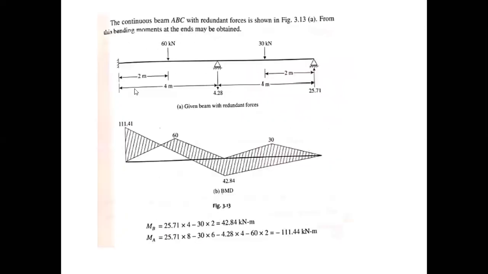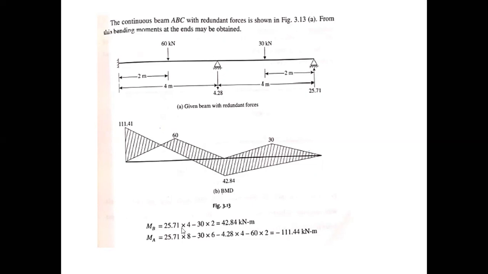So this is the final bending moment diagram for the beam. This is due to the load, this is 60 and this is 30, and this is 111. This is due to 0.41, and this is 42.84, and the portion that is cutting both the diagrams will be the final bending moment diagram for this beam. This will give the value of MB. MB is moment at B.